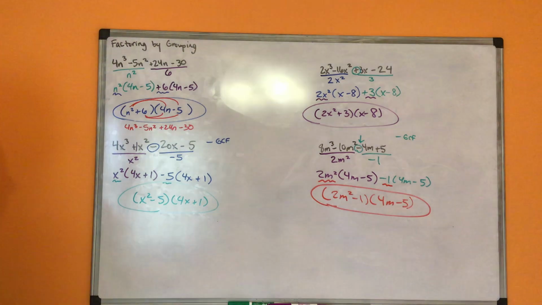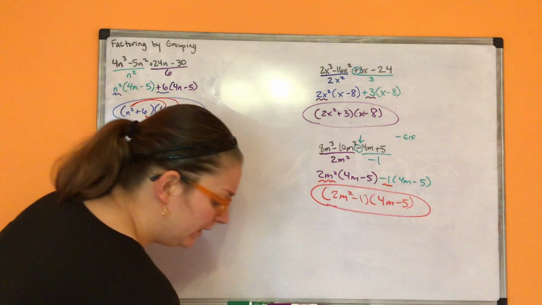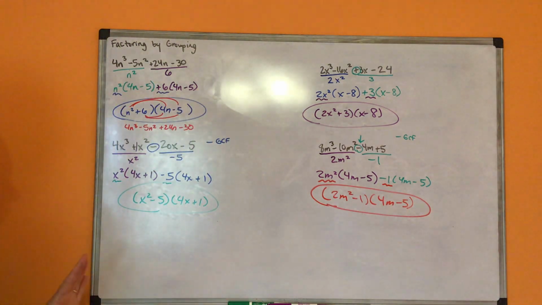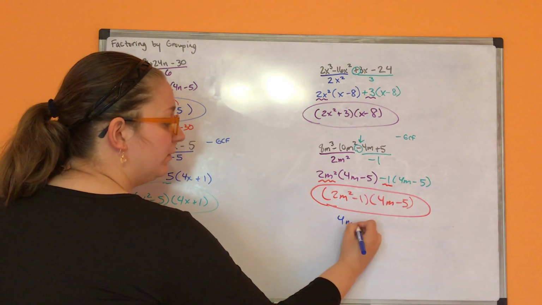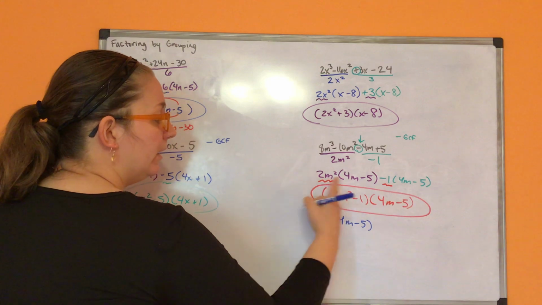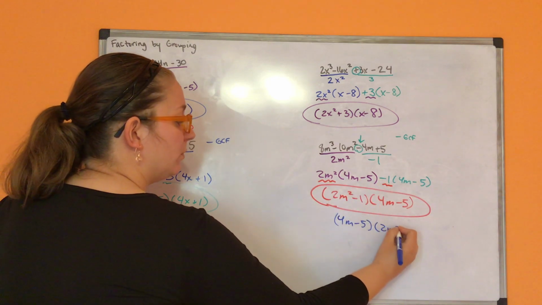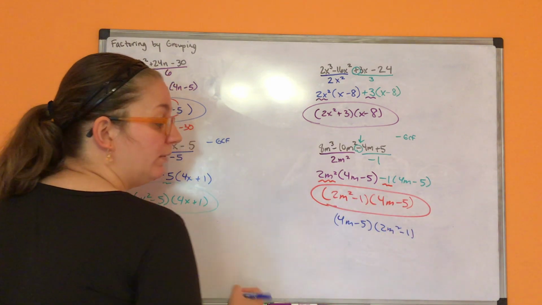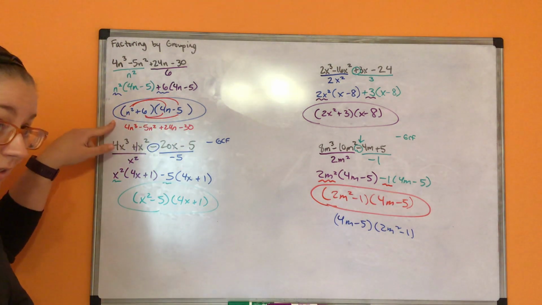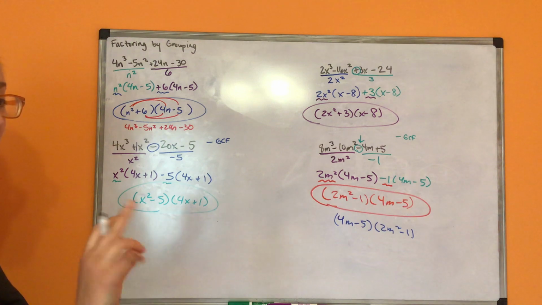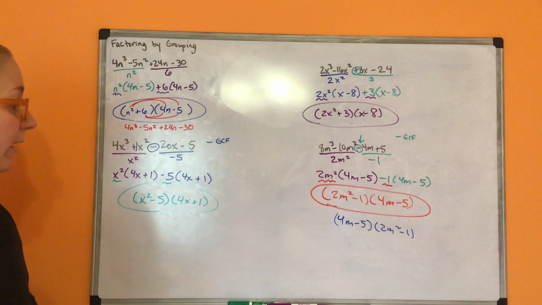Something I didn't address yet, but if you were wondering, does the order matter? No. If you want to write this the other way with the repeated factor first, 4m minus 5, and then your GCFs, 2m squared minus 1 like this, that is perfectly fine. It means the same thing. If you were to do your double distributing, you would get the same answer. Remember that when you're multiplying two things together, order does not matter.